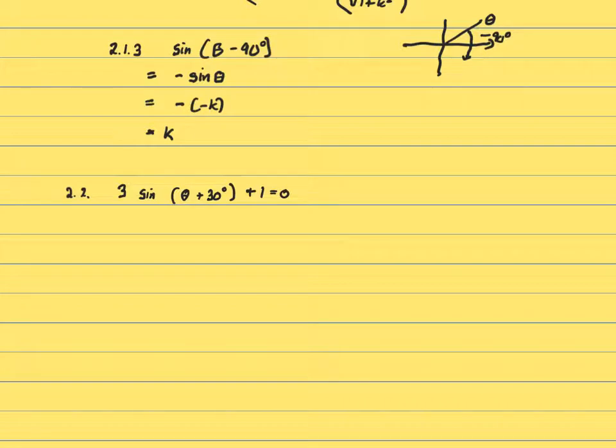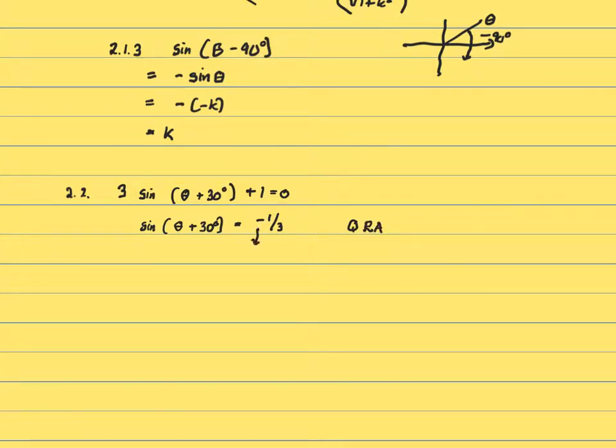Right, so what we always want to do with the trig equation is isolate the ratio. So we're going to say the sine of theta plus 30 degrees is equal to -1 divided by 3. Now, there are different ways that different teachers teach this, okay? So you just make sure that you understand your way. What I do is I use QRA.